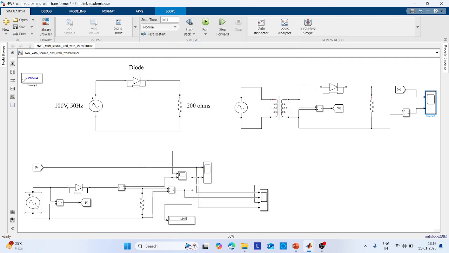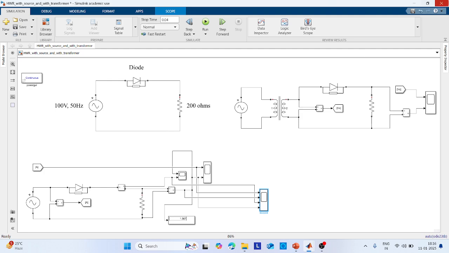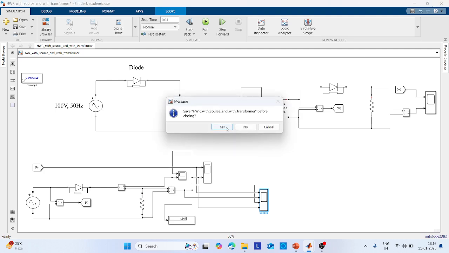And as a final touch, I have given all the waveforms in a common background like this. We have source voltage, we have output voltage, we have load current, and we have load voltage. Mind you, output voltage and load voltage are one and the same. Let me close this by saving.